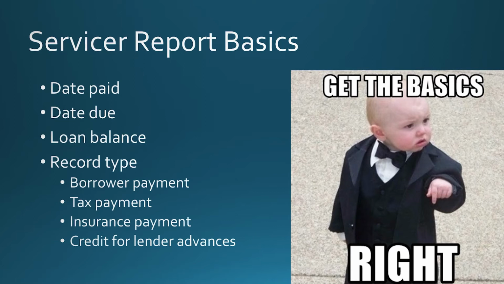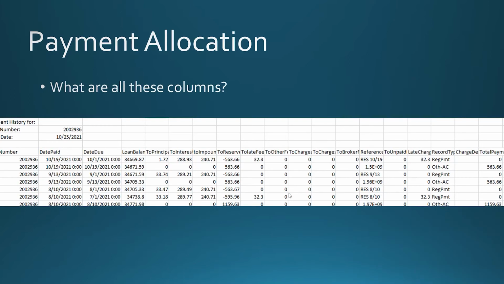Now, sometimes they also list what's called a record type on each row. That's going to show what kind of transaction this was, whether it was a borrower payment, a tax payment, an insurance payment, or perhaps a credit for lender advances. And again, no two lenders use the same terminology here, and sometimes the terminology is very cryptic. So if you're new to this, it can take a little bit of work to figure out what all of those mean. I'm going to walk through some of the different lender portals later. If you happen to be watching this on YouTube, you can see, but even if you're just listening, I think I'll be able to explain everything.